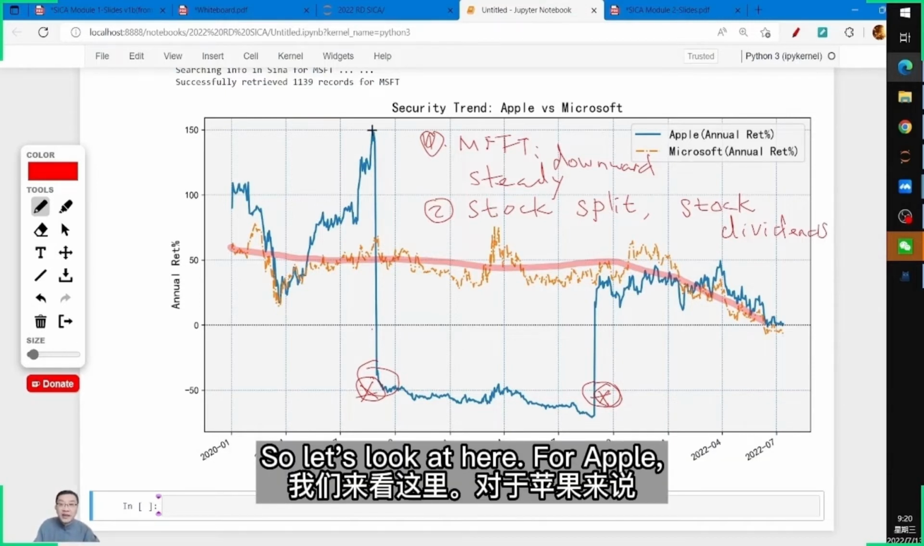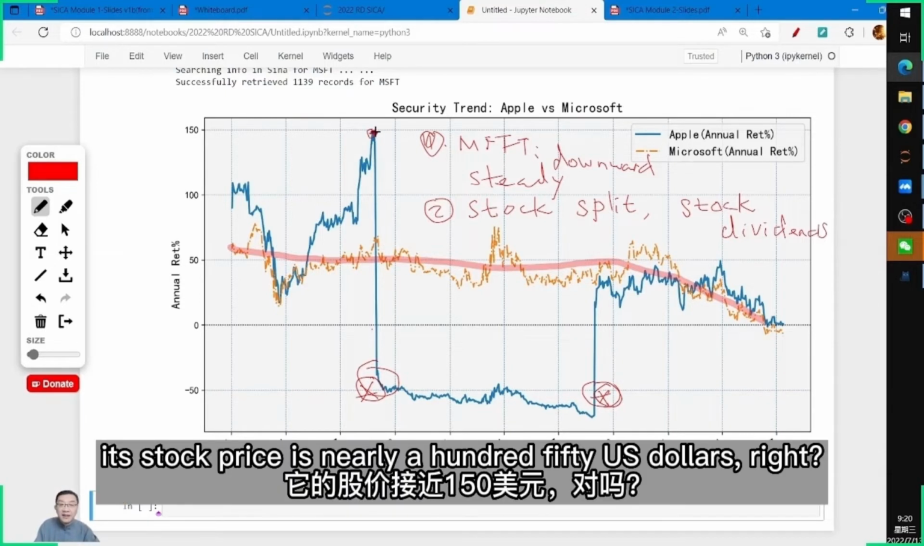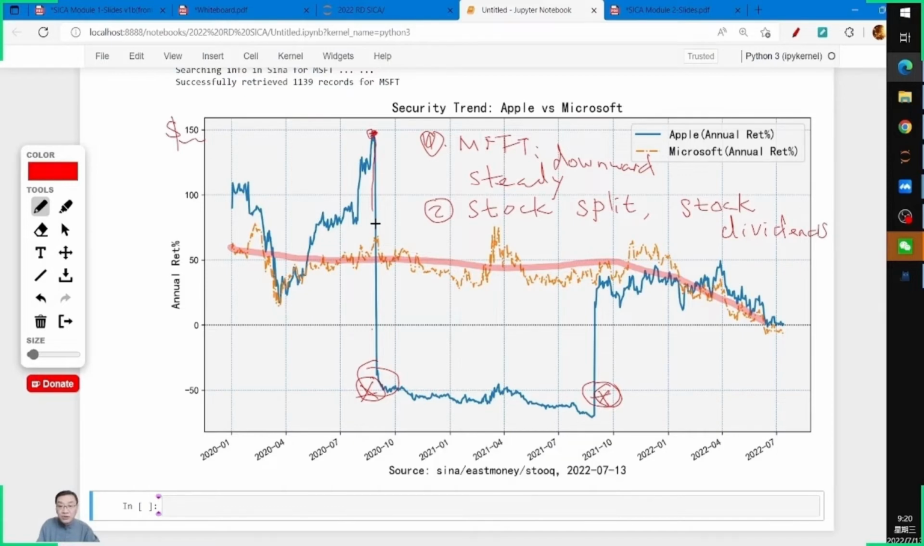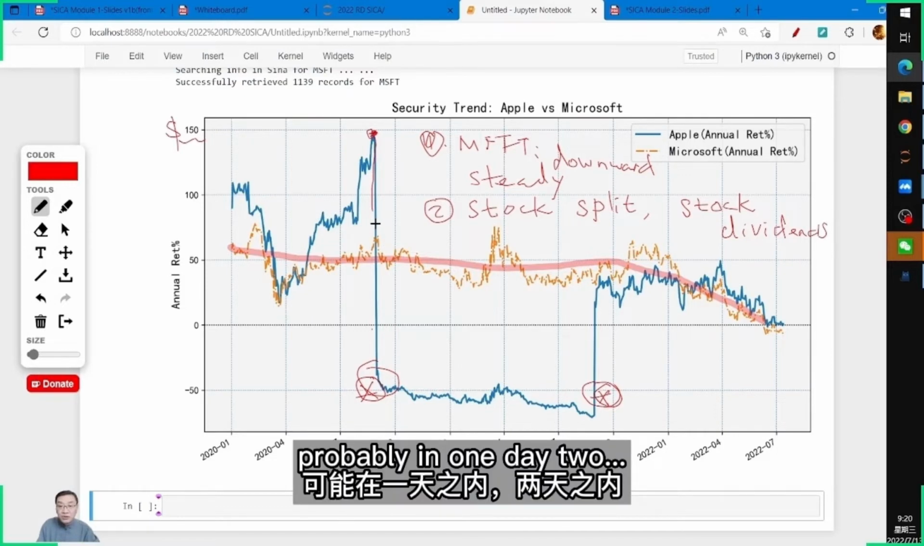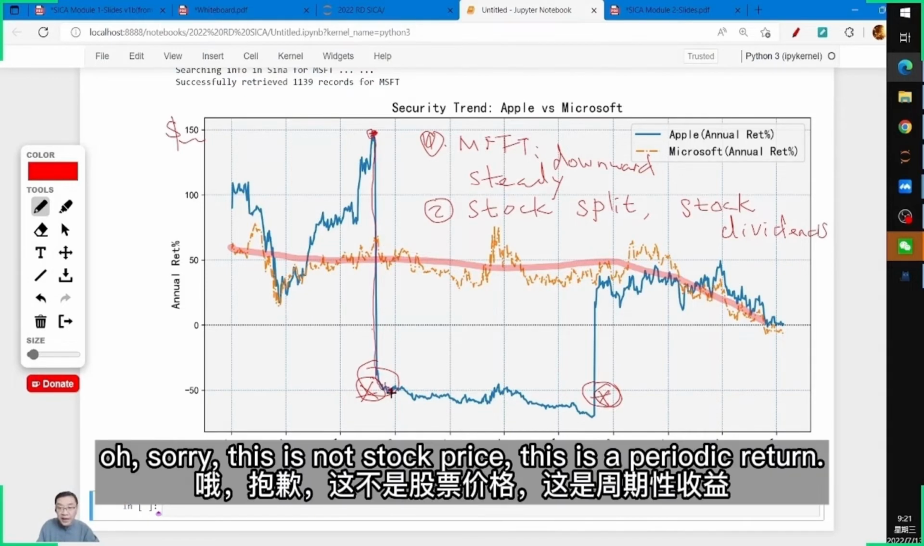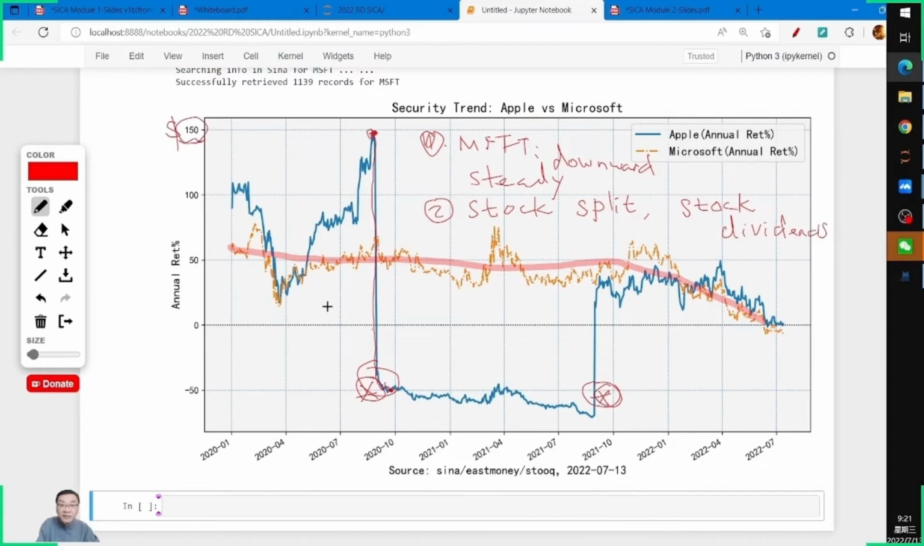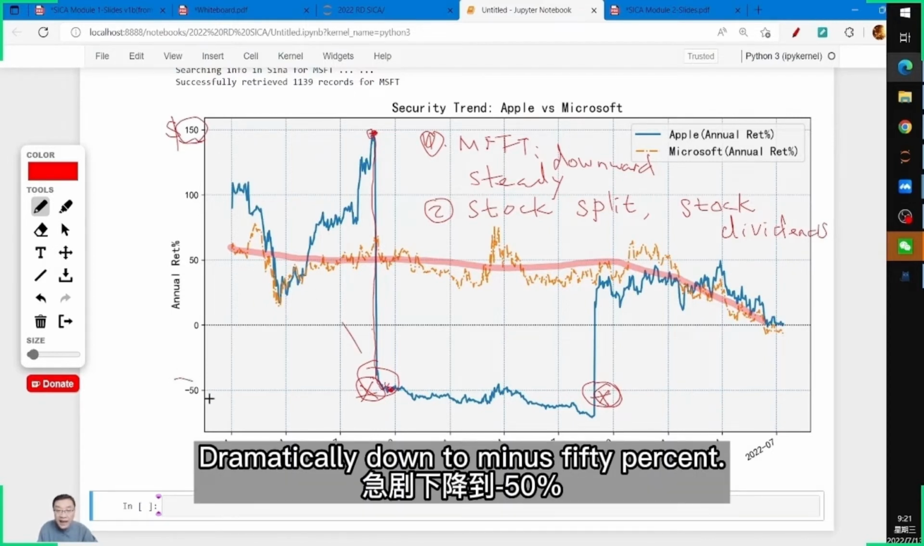So let's look here at Apple. Its stock price is nearly 150 US dollars, and dramatically down, probably in one day. Sorry, this is not the stock price. This is periodic return, the annual return, from 150% dramatically down to minus 50%.